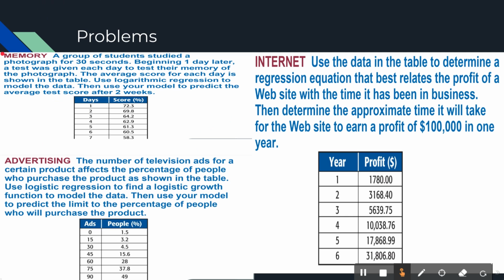All right, memory. A group of students studied a photograph for 30 seconds. Beginning 1 day later, a test was given each day to test their memory of the photograph. The average score for each day is shown in the table. Use logarithmic regression to model the data. Then use your model to predict the average test score after 2 weeks. Once again, this is fairly straightforward. We already know what type of regression we're going to use. It's logarithmic, which means it's going to follow the general formula y equals some coefficient times log x base b, right? And we have to find the coefficient and the base.